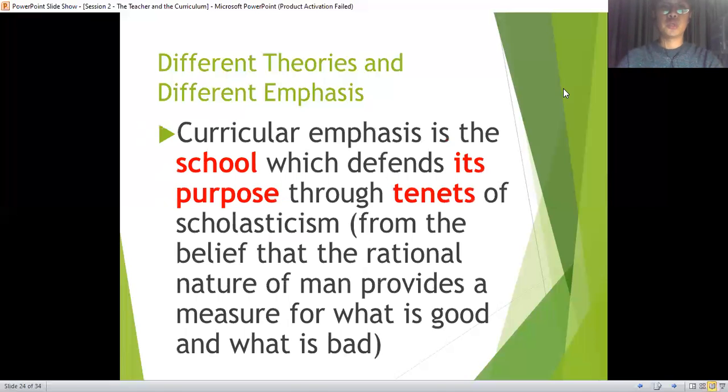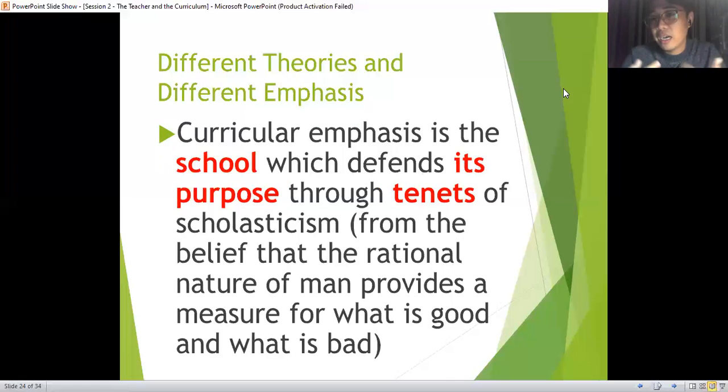Okay, next emphasis. Curricular emphasis is the school which defends its purpose through tenets of scholasticism, from the belief that the rational nature of man provides a measure of what is good and what is bad. Okay, this one is very obvious in the mission and vision statement of every educational institution. So you would see that every school has its own mission vision statement. But for public schools, of course, we only have one mission vision statement. Whatever the mission vision statement of DepEd is, we're all the same. But for private schools, they develop their own mission vision statement, and this should be reflected in the plans of the school, in the plans of the teacher.